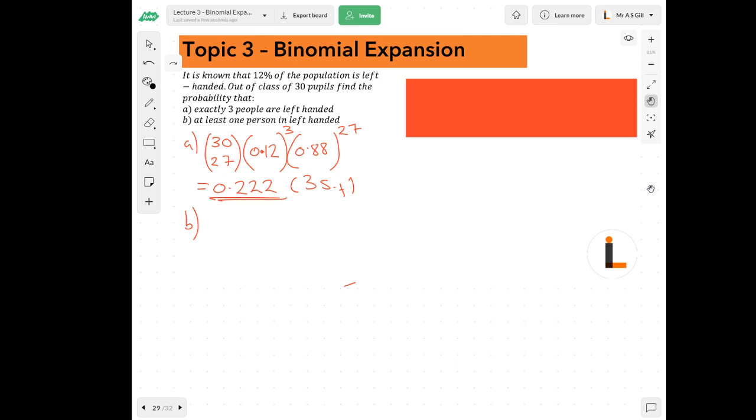Now part B then, it says at least one person is left-handed. At least one person is left-handed. Well, this means we could have one person left-handed, two people.